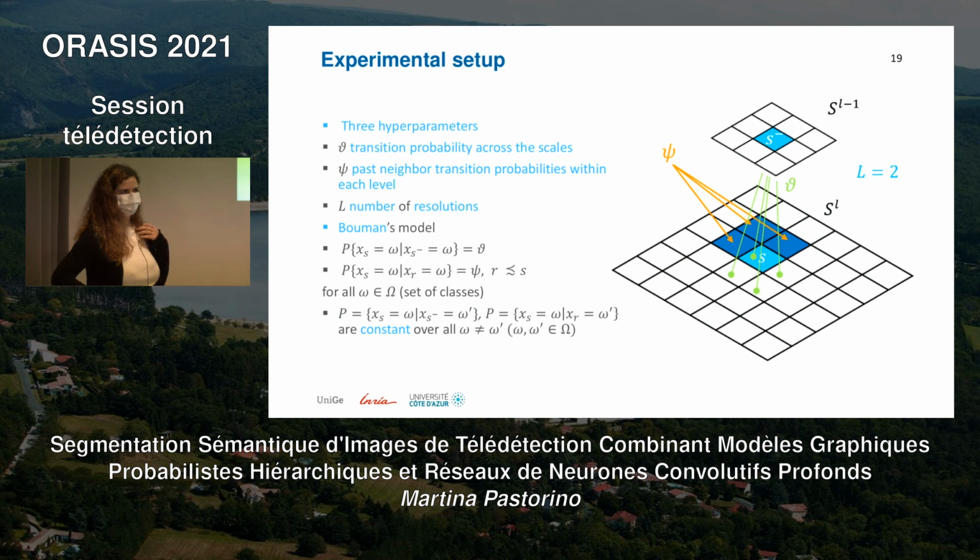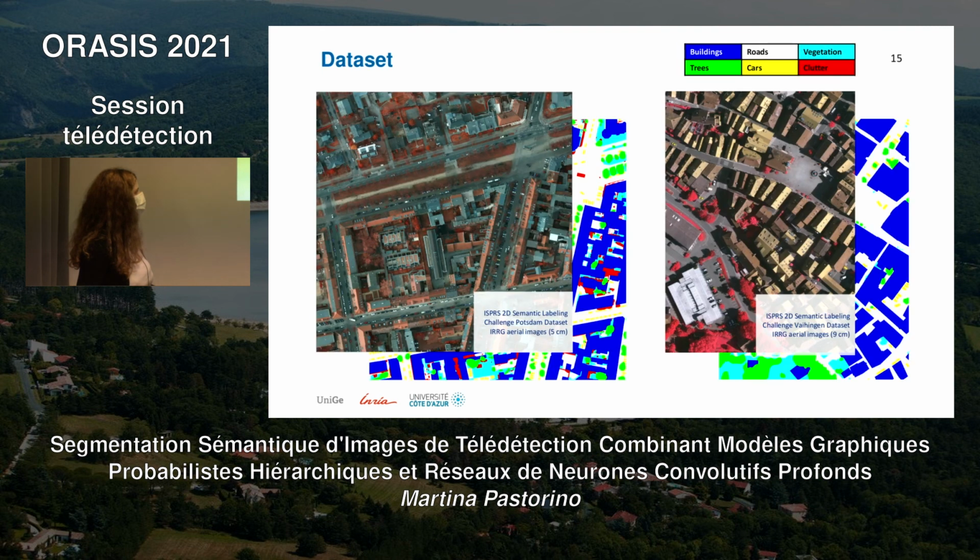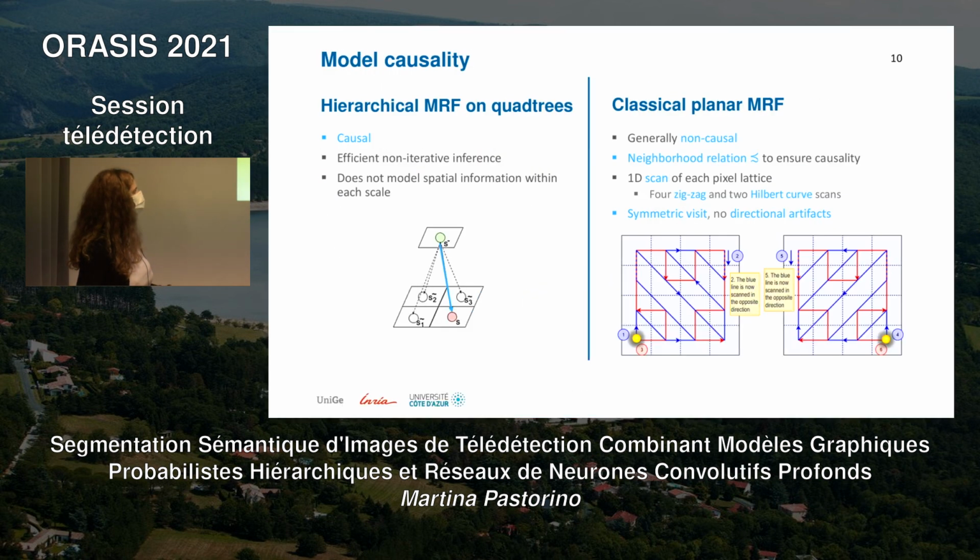Just one, I missed one point. So in the scale of the image, you do not use a Markov random field, but planar lines. Hilbert. It's a planar Markov random field. Yeah, but okay. And the scan is made as a Markov chain with 4 zigzag scans and 2 Hilbert curve scans in order to have causality, even in the planar Markov random field.